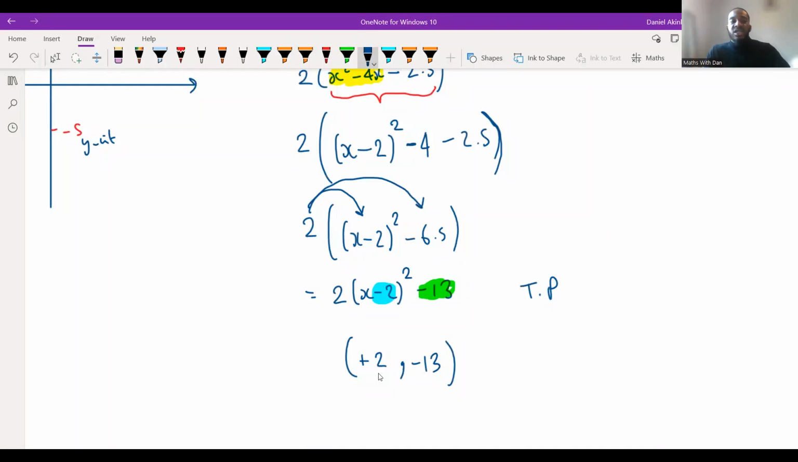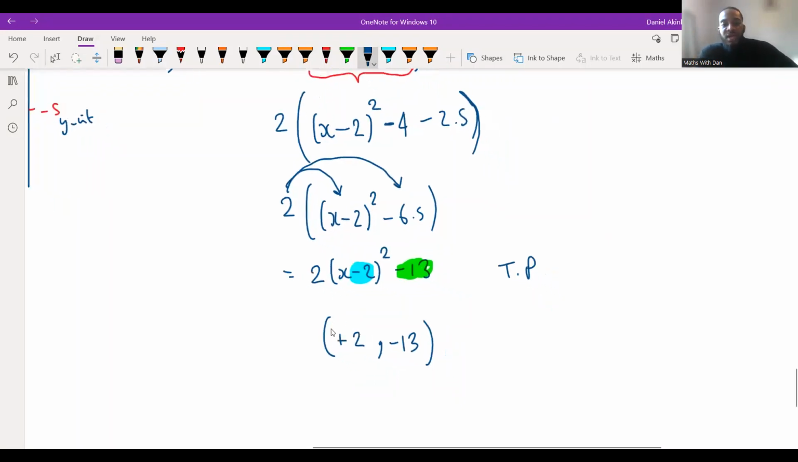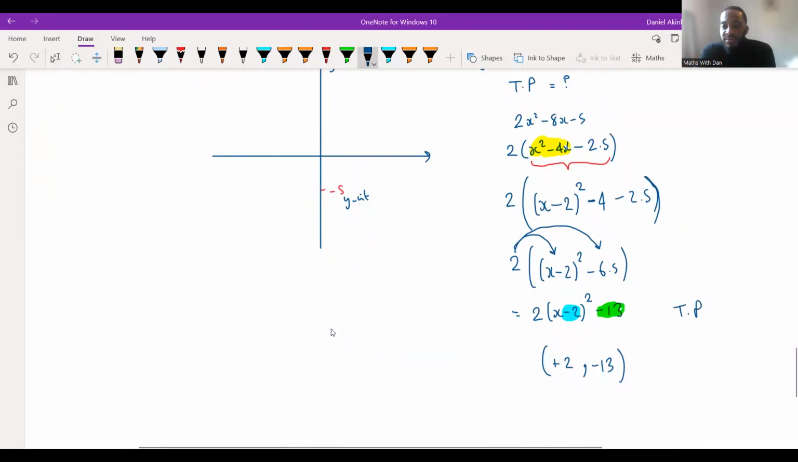Does that make sense, guys? And did anybody get this correct? Did anybody get a turning point of 2, -13? Okay. If you didn't, no worries. Just let me know if it makes sense. But I'm not seeing any message in the chat, so I'm assuming it's all okay.